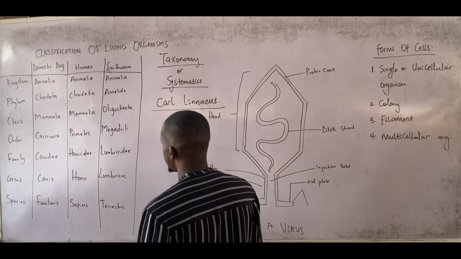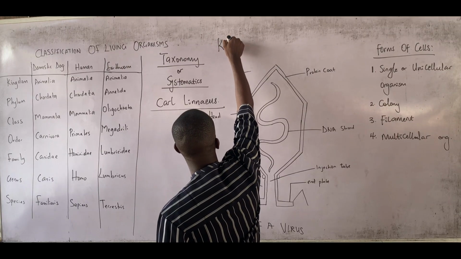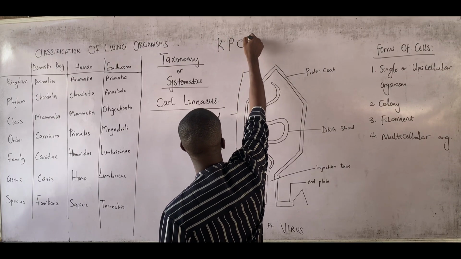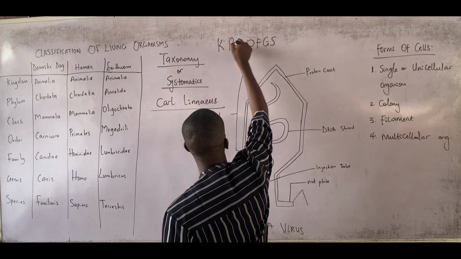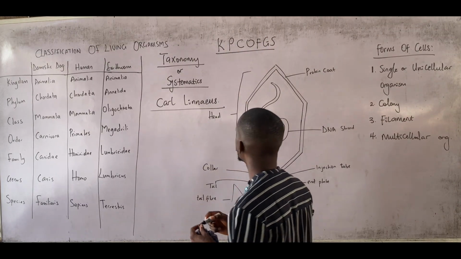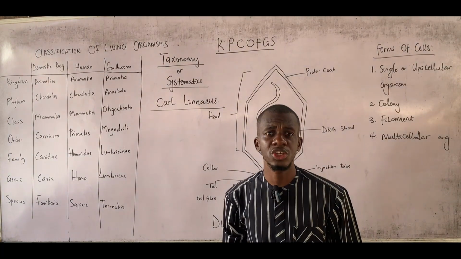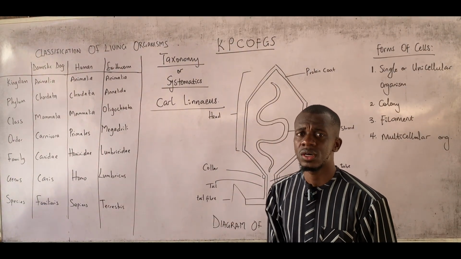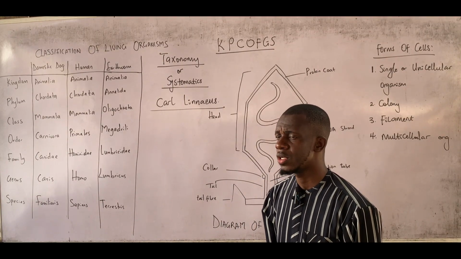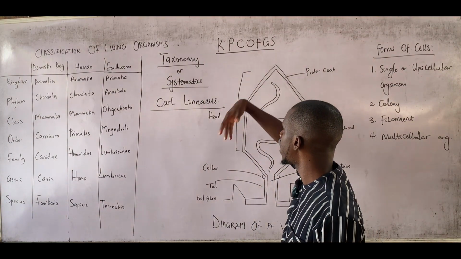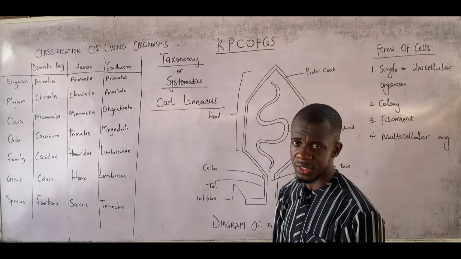Okay, so we have what we call kingdom, we have phylum, we have class, we have order, we have family, we have genus, and species. Okay, so that is just a compilation of the first letters of each of the hierarchies of classification. Okay, so it should help us remember kingdom, phylum, class, order, family, genus, species.